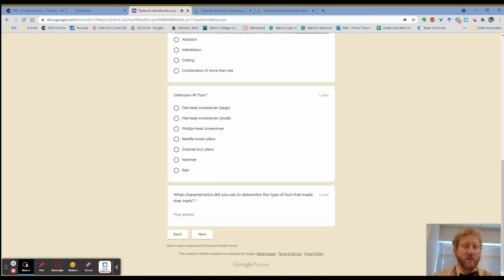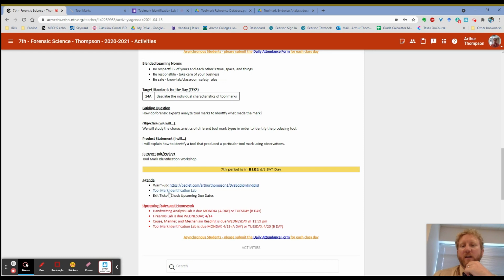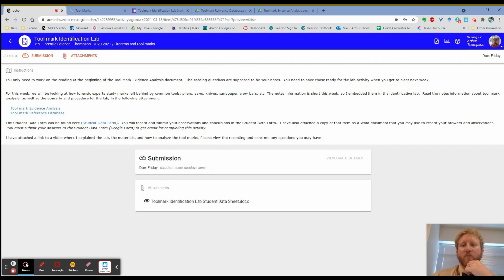So as a good investigator, you need to tell the story. Basically, what was going on, how did the marks get there, that sort of thing. You'll need to make sure that you're submitting everything in this form right here. That's what you're going to use to get credit for the activity, by filling out the Google form. I stretched out the due date a little bit, so we've got until Friday to work on that, to kind of give you some time. You shouldn't realistically need that much time.